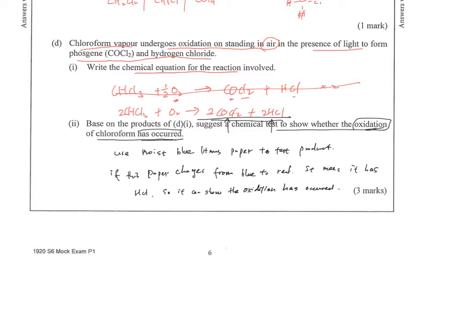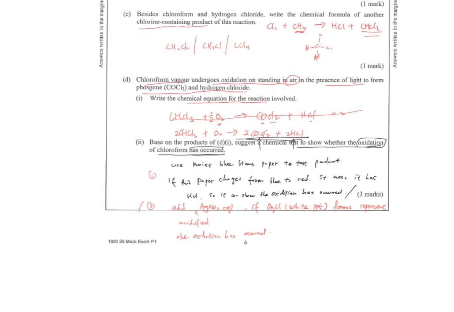Okay, so you have another option. Because we know HCl contains chloride, the second method, you can add acidified silver nitrate solution into the products. If AgCl forms, a white precipitate, white precipitate forms, it represents that the oxidation has occurred. Still positive, correct.